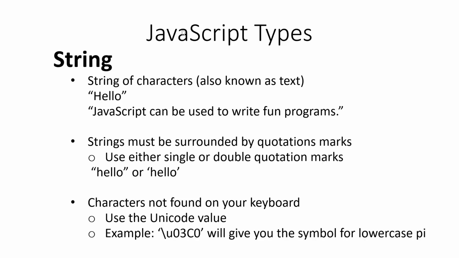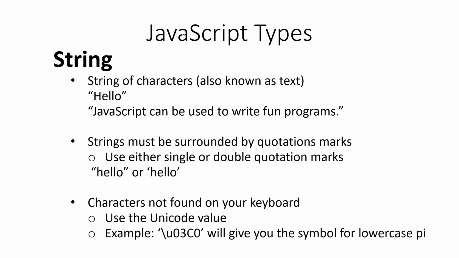Let's look at our next JavaScript type. It's called string. String is the type represented by any character that is strung together in a sequence that becomes a string. It's also known as text. So here are a couple examples. We have "hello", and we have "JavaScript can be used to write fun programs."